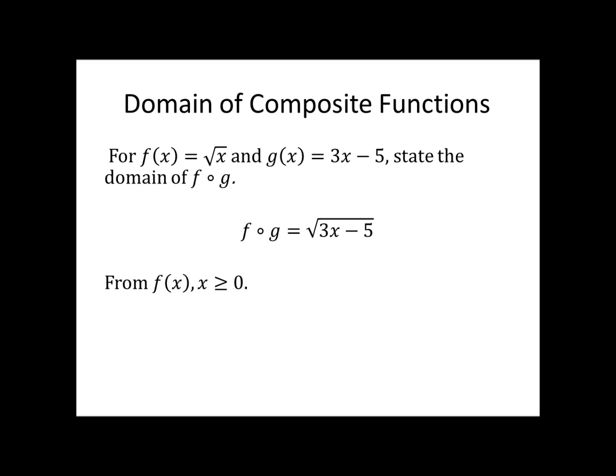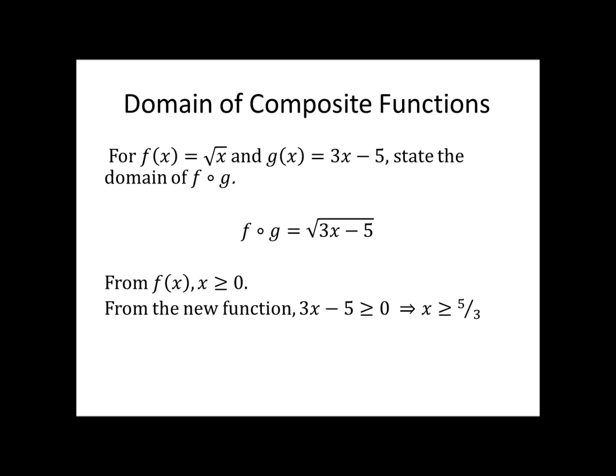Now, are there additional numbers that have to be excluded? Well, f of g is a square root function, so 3x minus 5, that is the stuff under the square root, has to be greater than or equal to 0. If I solve this new inequality, I get the fact that x has to be greater than or equal to 5/3. Now, I've got two limitations here.